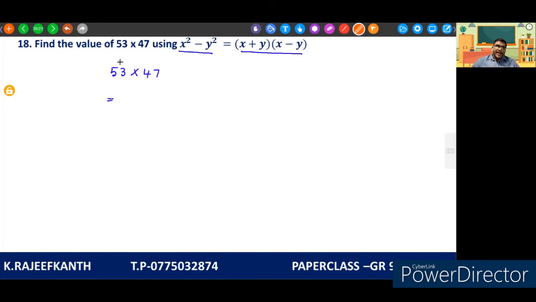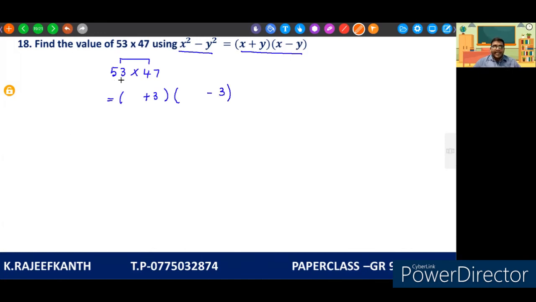So first we have to find the difference of these two numbers. Here the difference of 53 and 47 is 6. Then we have to take the half value of that difference. First you have to find the difference of this 53 and 47, that is 6. Then you have to take the half value of that 6, that is 3. Then you have to add 3. Then you have to subtract 3.